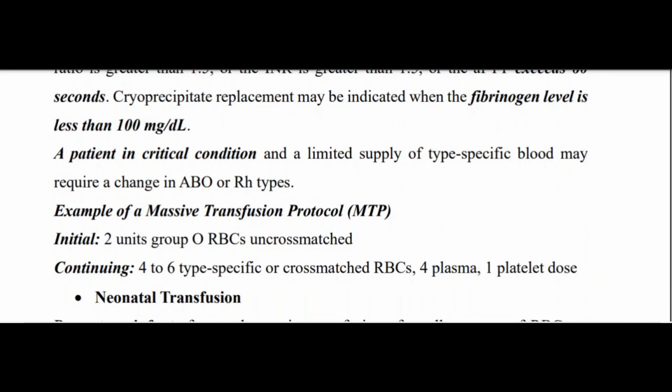So a patient in critical condition and limited supply of type-specific blood may require a change in ABO and Rh type. For example, when we are transfusing platelets and plasma, not RBC, we may just change even the Rh type. There's no problem when it comes to Rh type, because platelets don't contain Rh antigens. So we don't care about those things, and we could just switch between Rh types in order to achieve our targets in transfusion.